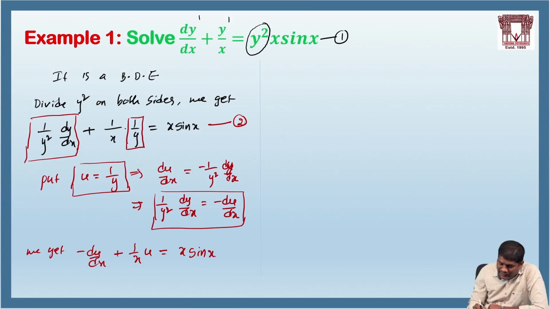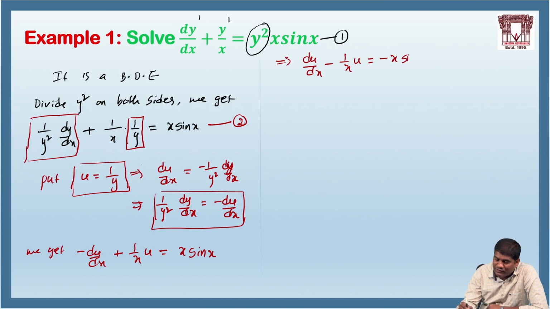But coming to the linear differential equations, the derivative coefficient is always unity, so we have to multiply by the negative to this. Then we can get du by dx minus 1 by x into u is equal to minus x times of the sine x. Now we are giving the equation number 3 to this.